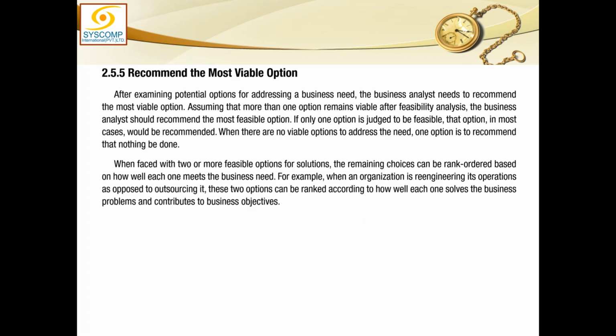So we do understand that out of the various options available to us, some of them were not feasible, but some of them would be feasible. But again, what I am looking at is to go for the best option or the most viable option, not only the feasible option. There could be three feasible options, but out of the three, which is the best option? That is what I am looking at. The business analyst should recommend the most feasible option. If only one option is judged to be feasible, then that option in most cases would be recommended. When there are no viable options to address the need, the option is to recommend that nothing be done.